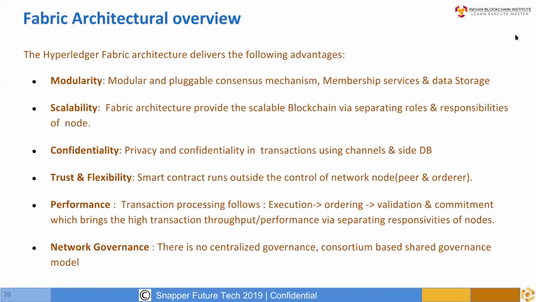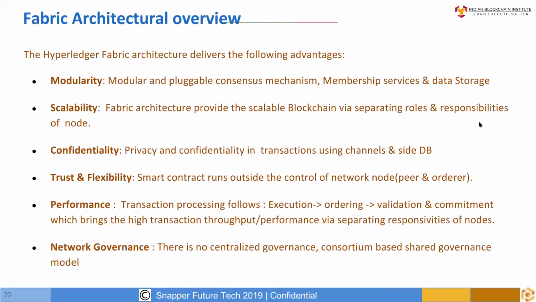Trust and flexibility. Smart contracts run outside the control of network nodes. As I mentioned, it runs in the Docker container. Performance: transaction processing follows execution, ordering, validation, and committing, which brings high transaction throughput via separating of roles and responsibilities.